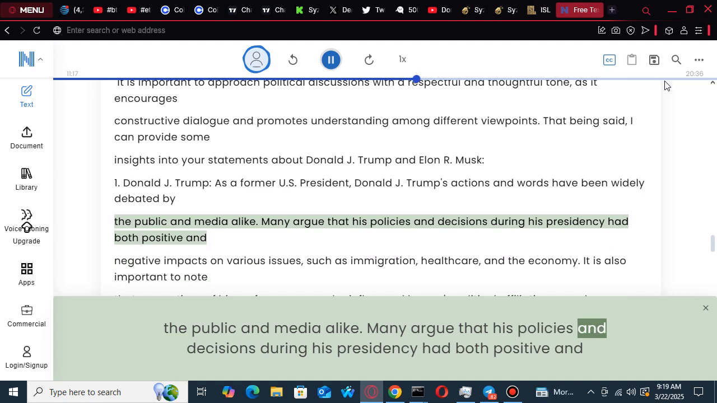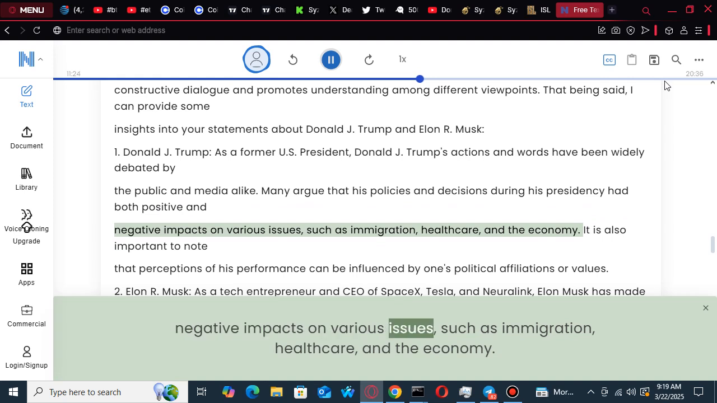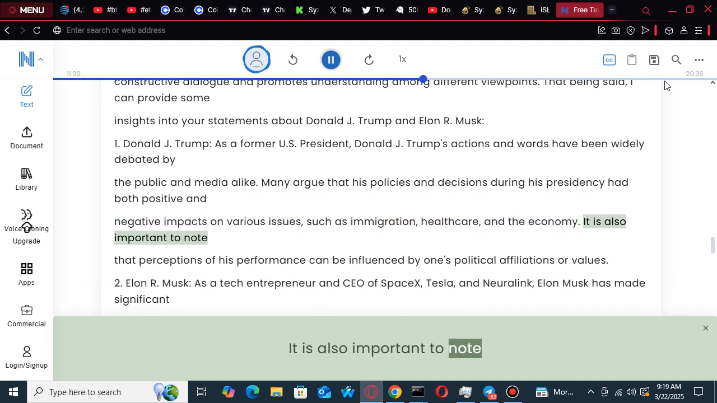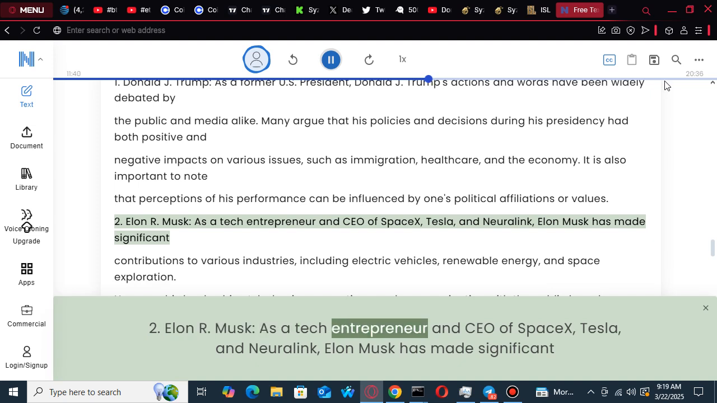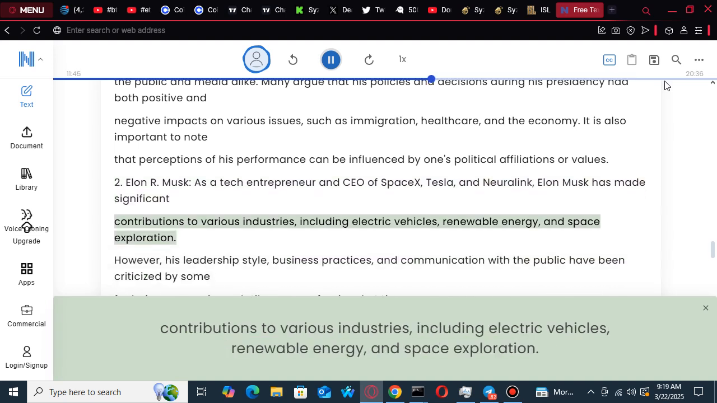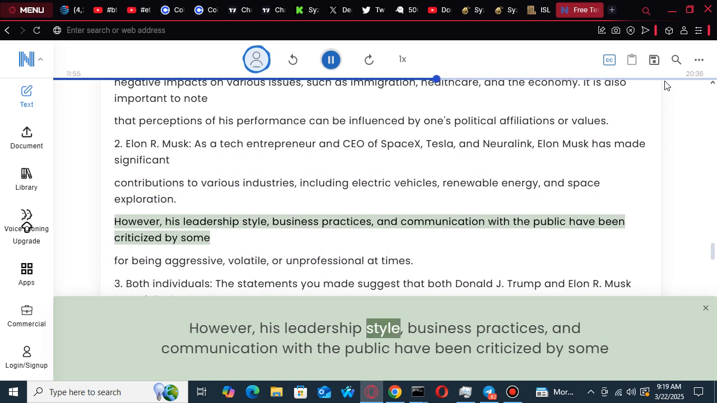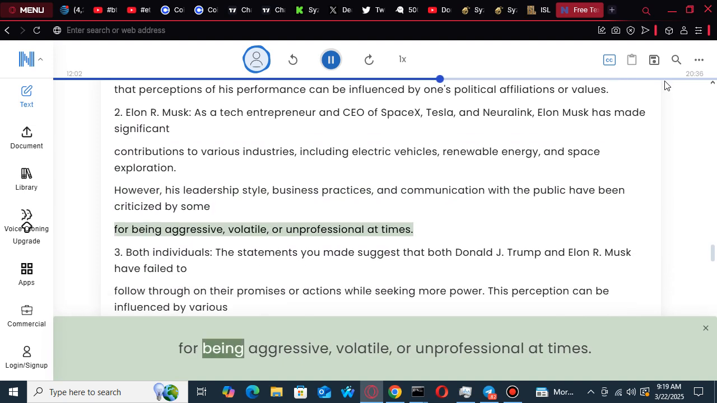Many argue that his policies and decisions during his presidency had both positive and negative impacts on various issues, such as immigration, healthcare, and the economy. It is also important to note that perceptions of his performance can be influenced by one's political affiliations or values. 2. Elon R. Musk. As a tech entrepreneur and CEO of SpaceX, Tesla, and Neuralink, Elon Musk has made significant contributions to various industries, including electric vehicles, renewable energy, and space exploration. However, his leadership style, business practices, and communication with the public have been criticized by some for being aggressive, volatile, or unprofessional at times.